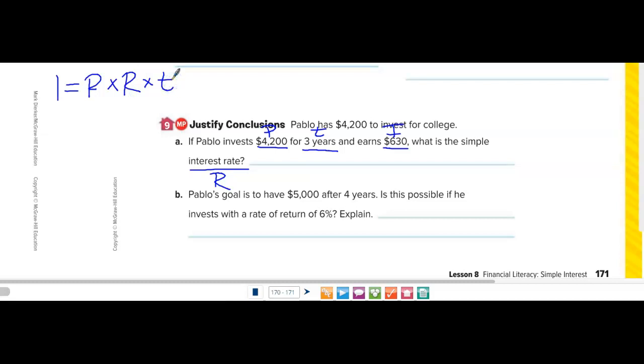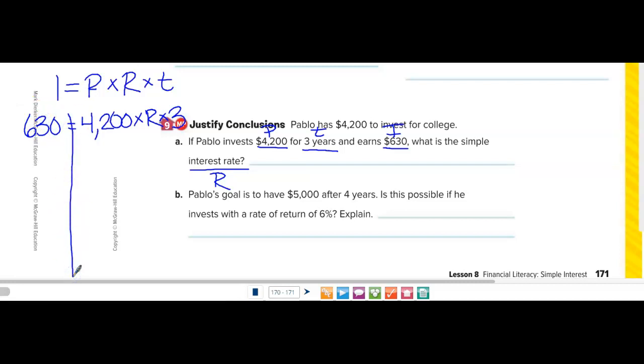My P is 4,200. My rate, we don't know, so we're going to write R. My time is 3 years, and it's in years, so I'm just going to leave it as 3. Okay. It's a little different. What is the I? 4,200. Nope. 630. It's 630. That's what I earn.